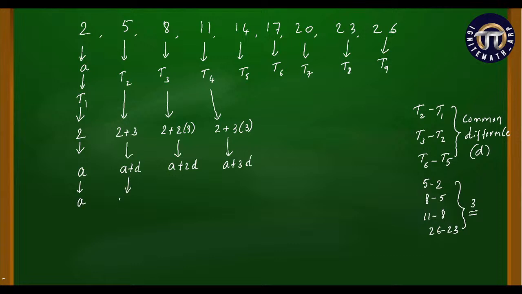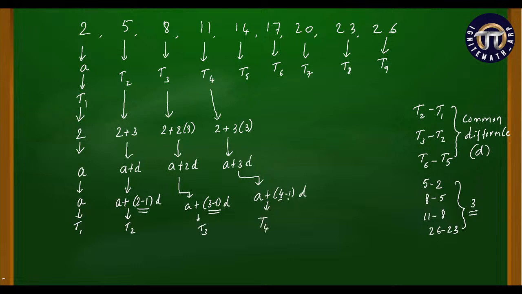Now I just keep the first term as A itself. Second term can be written as A plus 2 minus 1 D, because just simply 1 D means what? I can write it as 2 minus 1 D. Clear? So over here I can write this one as A plus 3 minus 1 D. Okay, so over here I can write this one as A plus 4 minus 1 D. If you observe carefully, children, this is term number 1, this is term number 2. Since it is term number 2, 2 minus 1 into D. So this is term number 3, that's why 3 minus 1 into D. So this is term number 4, that's why 4 minus 1 into D.